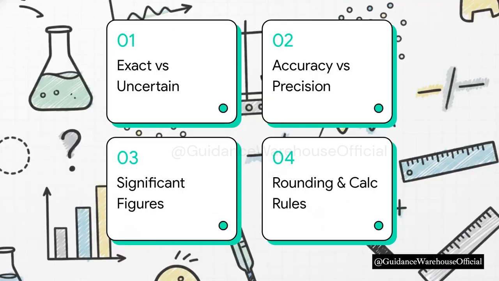So let's dive right in and make some sense of how we accurately record the physical world around us. Okay, so here is our roadmap for today. We're going to cover exactly 4 things: exact versus uncertain numbers, accuracy versus precision, identifying significant figures, and we'll wrap it all up with rounding and calculation rules.